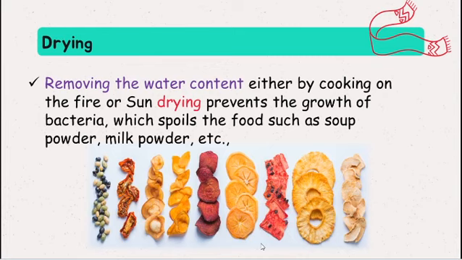And then drying. Drying means removing the water content from the food item by cooking or by sun drying. This prevents the growth of bacteria and reduces the spoilage of those food items. By removing the water content we can get soup powder and milk powder. We all know what soup powder and milk powder are. The water content present in those materials is removed by the drying process.